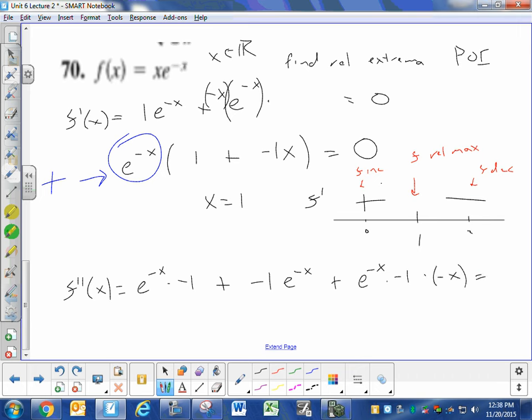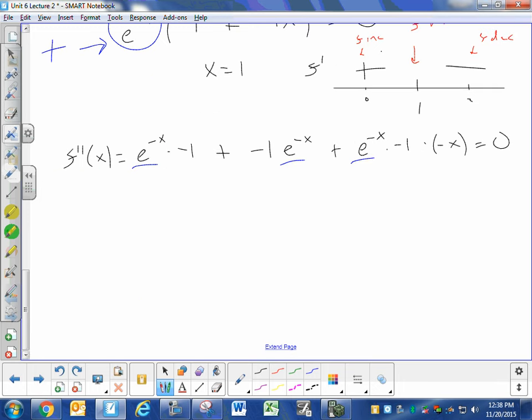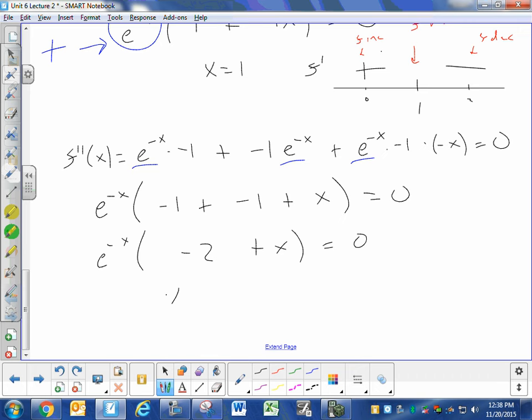Okay, and I'll set that equal to 0. This looks really, really tough and really, really challenging. But we should notice that every single term has an e to the negative x in it. So we can just get rid of it. Not really get rid of it, but factor it out. And then I'd have -1 here, I'd have -1 here, and I'd have a positive x here. So I'd have e to the -x times -2 plus x. I can solve for x. X is just equal to 2. There are no other values for x that will make this left side equal to 0 because this is always positive.